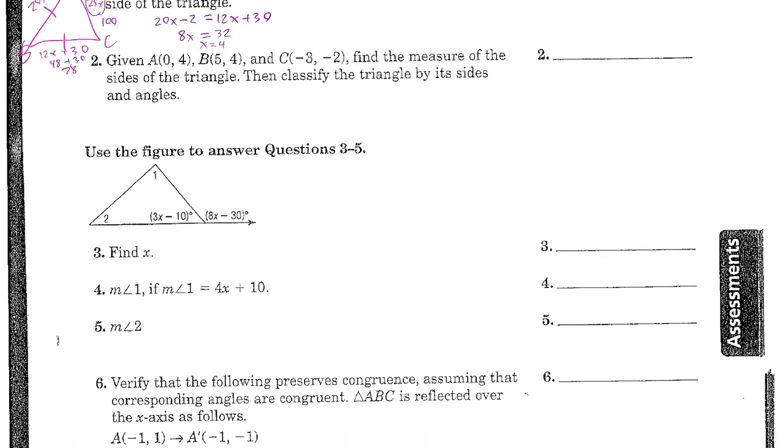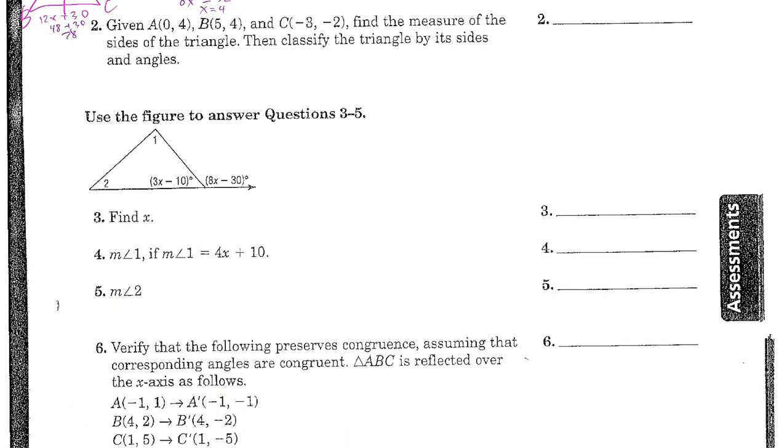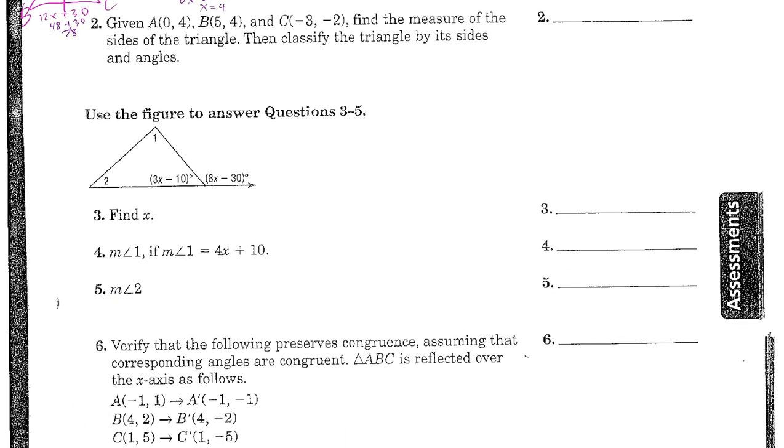Okay, given 3 points, find the measure of the sides of the triangle, then classify it by its sides. So we could just use the distance formula 3 times, but maybe there's a more elegant way. So 0, 4, 5, 4, 5, 4, same height. Ooh, that's nice.